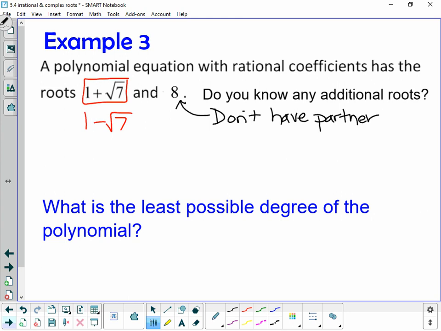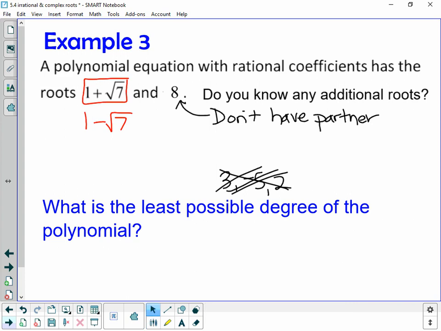And we've seen this before. We've looked at equations where the roots were 3, negative 5, and 2. Having a root of 3 doesn't guarantee it has a root of negative 3. Integer ones don't come in pairs, only radical ones. So the only additional root we know is 1 minus the square root of 7. Integers don't have partners.